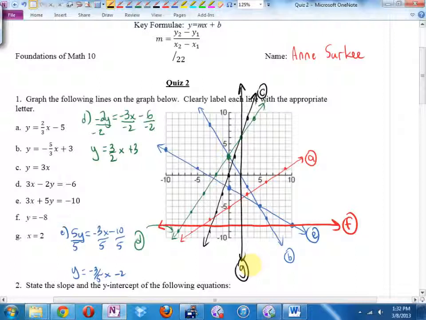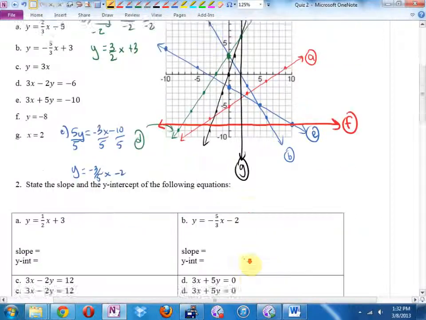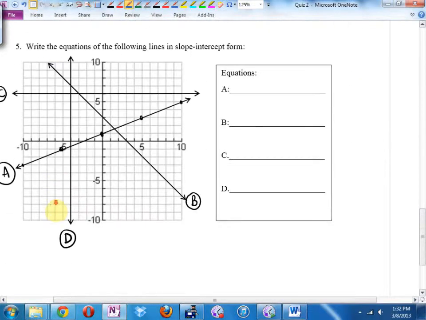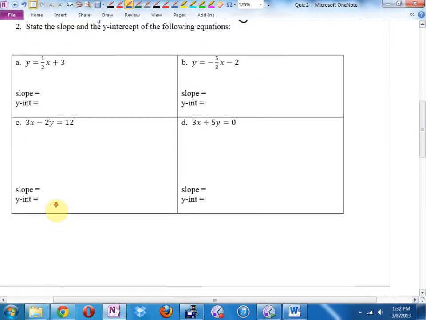Like that. So 1 mark for each of those. Number 2, state the slope and the y-intercept for the following equations. I think we're going to go a half mark each, or did I go 1 mark each? We'll find out when I add up everything. Maybe I went 1 mark. I don't know. Let me see.